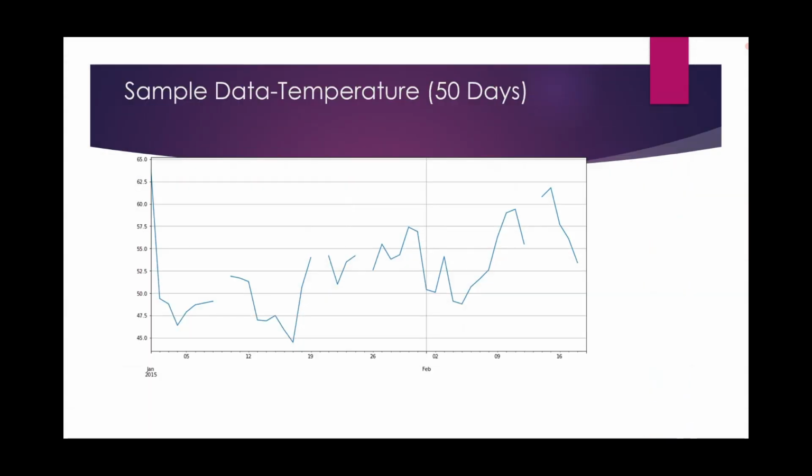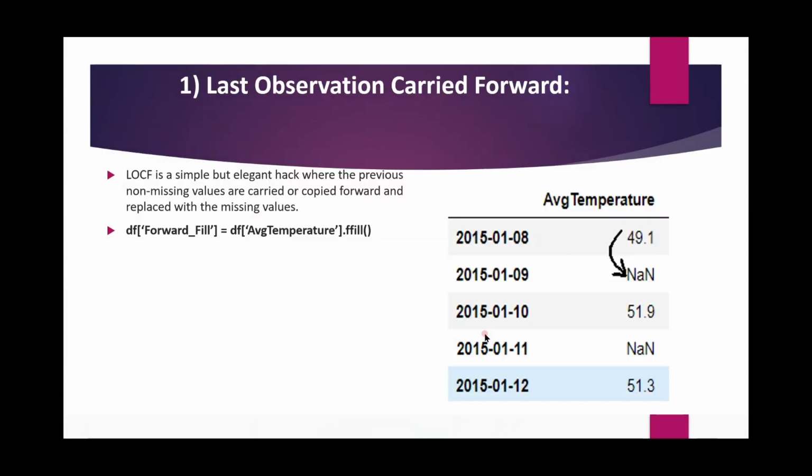Here I have taken one sample data of temperature of 50 days from 1st January to 19th February. In this graph you can see there are multiple missing values present in my data. I cannot remove this data directly because it will not give me the right following trend. So what I need to do is impute values. I can impute values by using 4 methods.